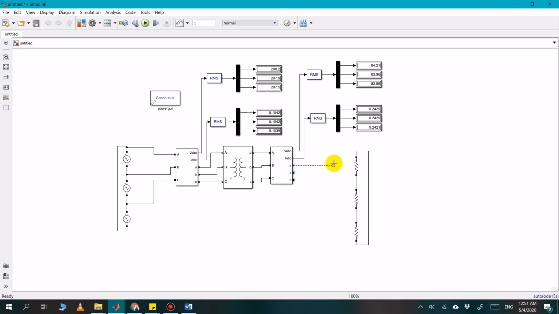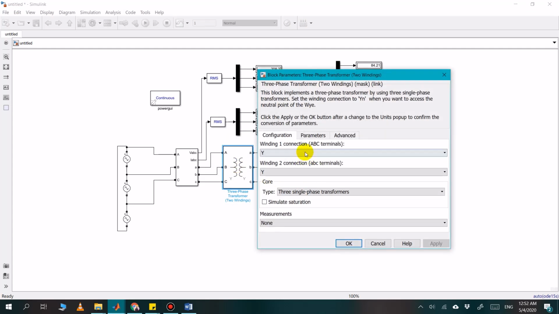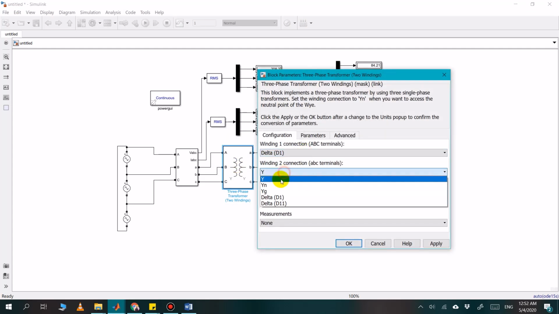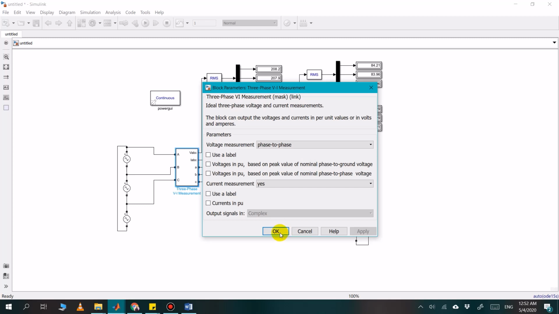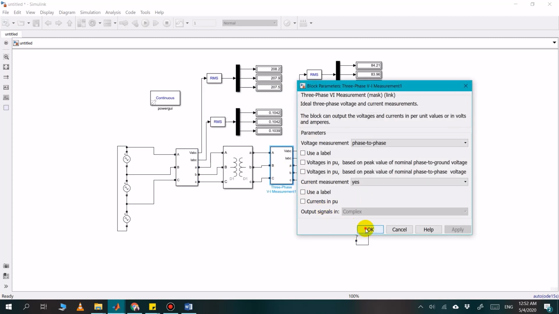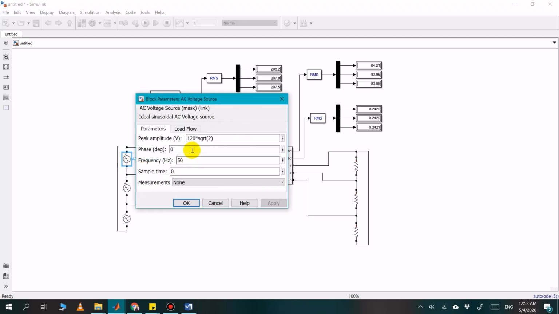So one phase is between this one, the second one is between this point, and the third one is between this point, just like we did here. So this is how we make our delta connection. Okay, we have to change it to delta, and this to delta. Okay, next we have to set it to 200 newports.